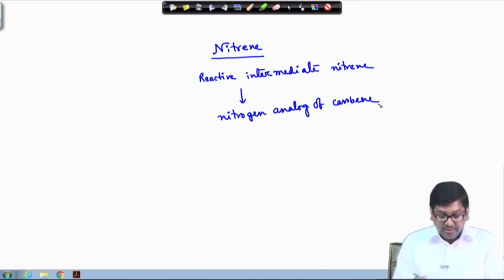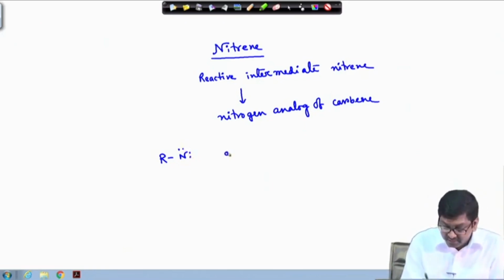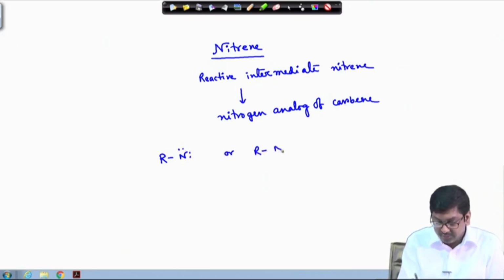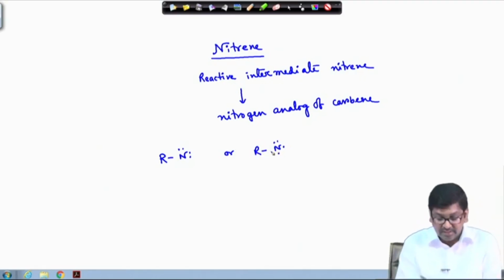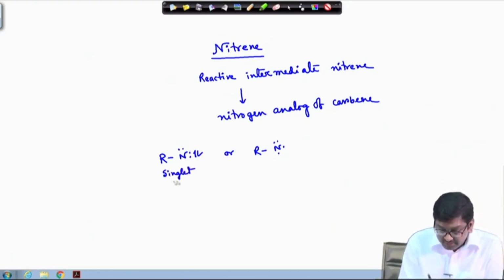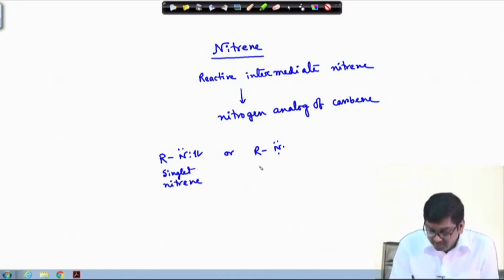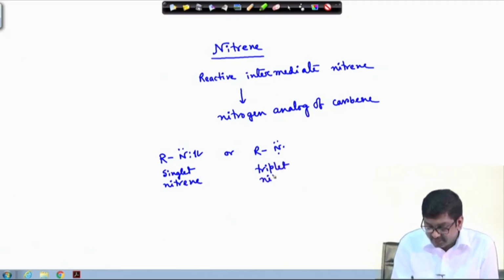Now, if we see their electronic structure, in general they could be this, or they could be like this. Now, this is called singlet nitrene, and this is called triplet nitrene.